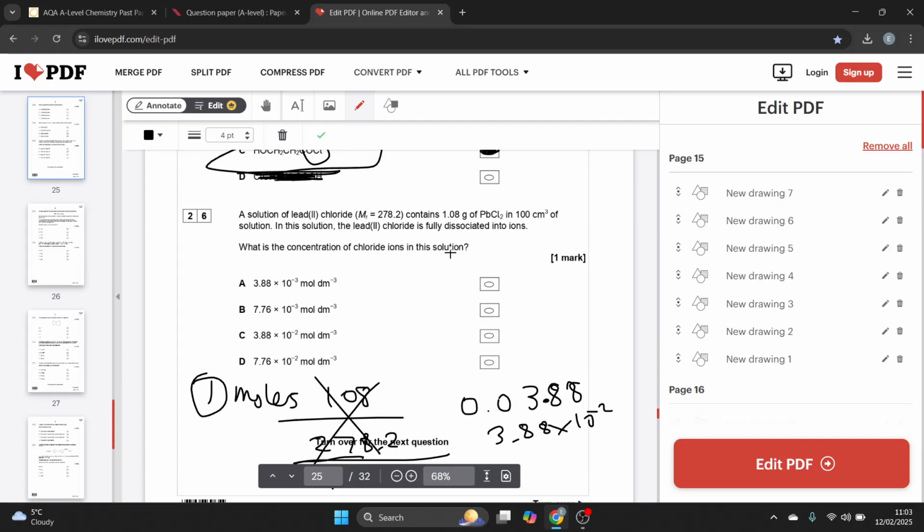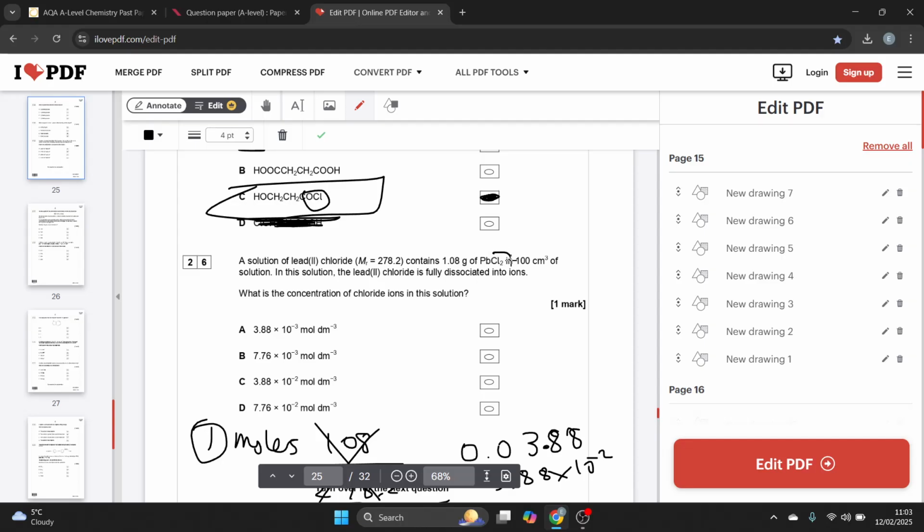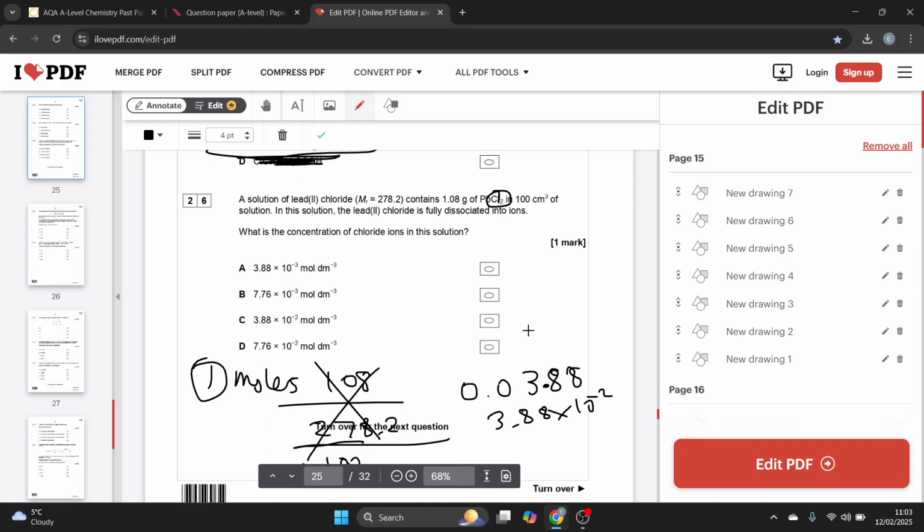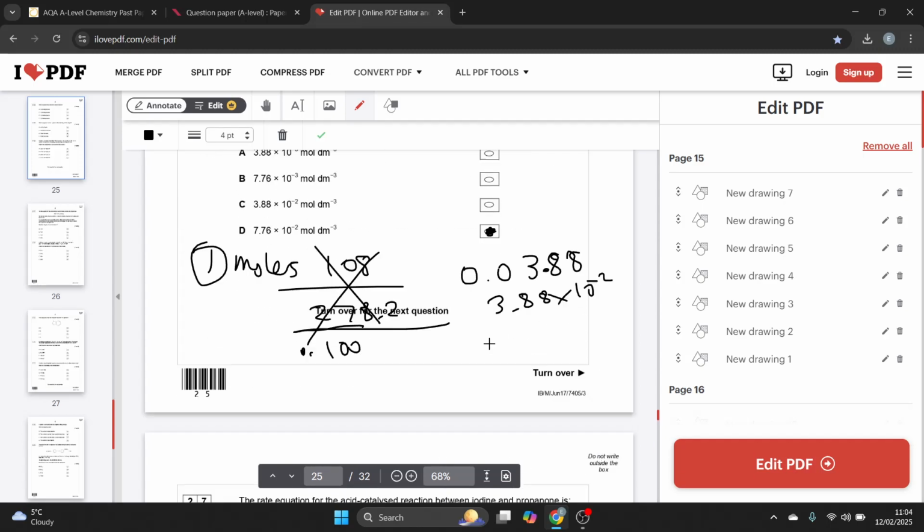No, because I can clearly see from the formula I've got 2 Cl. So then I need to times my answer by 2. And therefore the answer is going to be 7.76 times 10 to the power minus 2. Therefore the answer is going to be 26D.